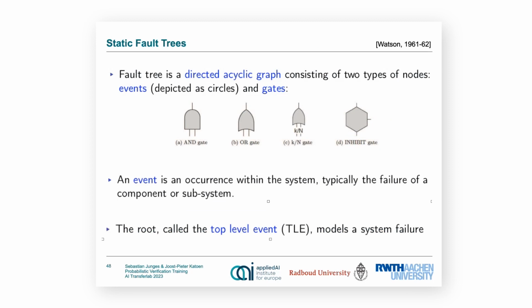They were defined in the early 1960s, not the 50s, by Watson. So what is a fault tree? It's basically a directed acyclic graph.